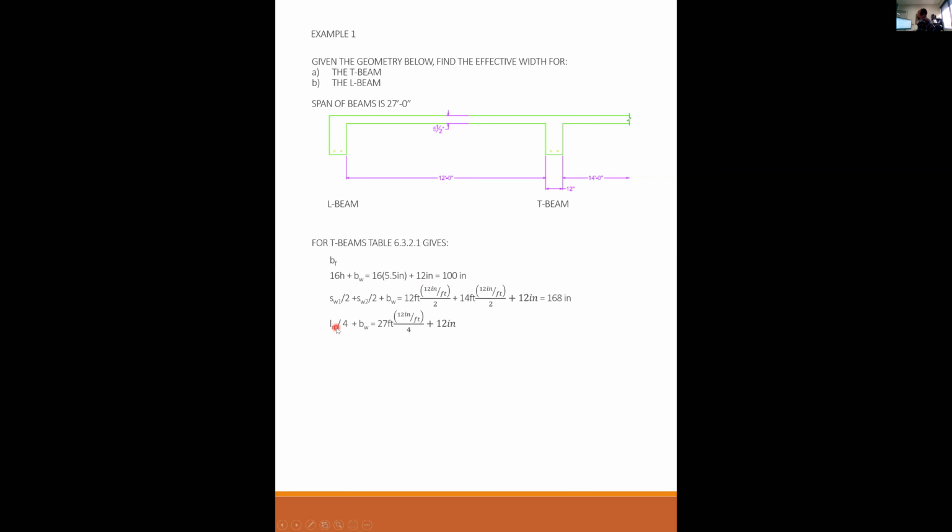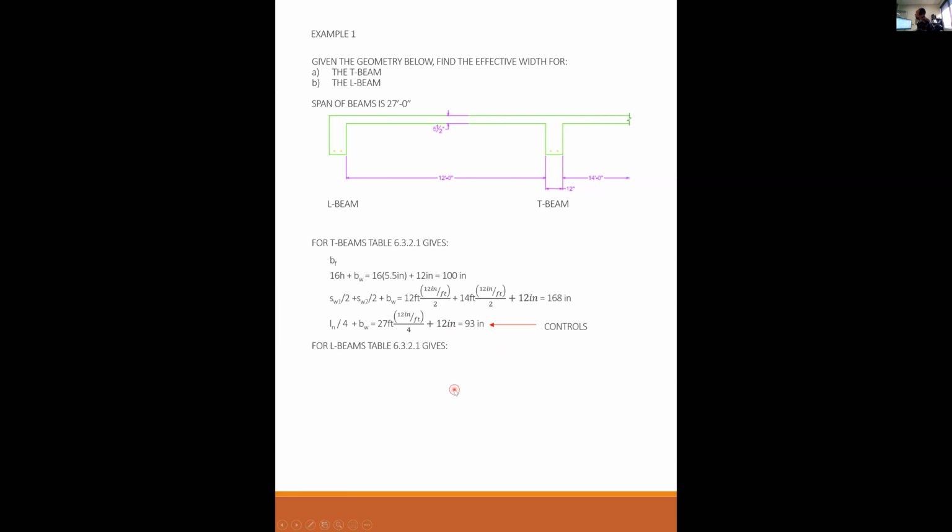Or L over 4 plus bw, as we said, the span is 27 feet. So 27 times 12 inches per foot over 4 plus 12 is 93. Of these three, 93 inches will control. So then we would design this beam assuming that the width of concrete up here is 93 inches.